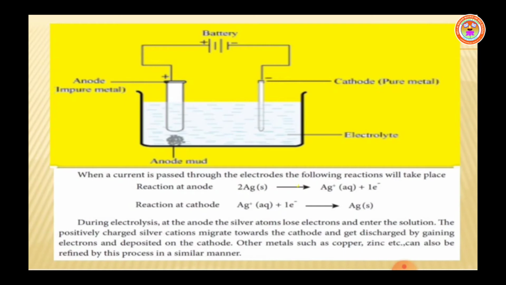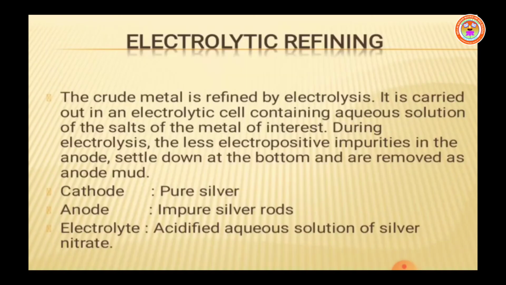So here the impure silver rod should be made as anode. Then pure silver in the form of strips should be made as cathode. So the cathode is pure silver metal, then anode is impure silver rod. Then electrolyte, here we are purifying silver metal.